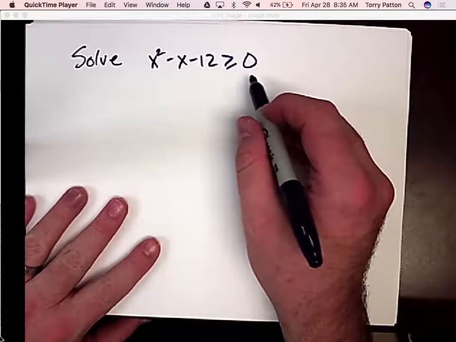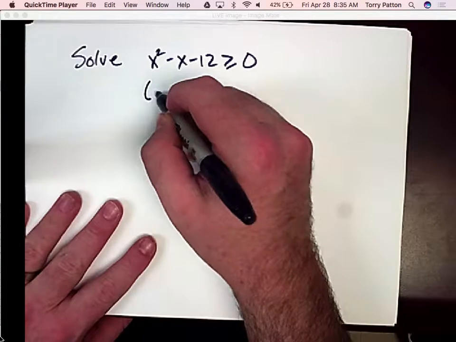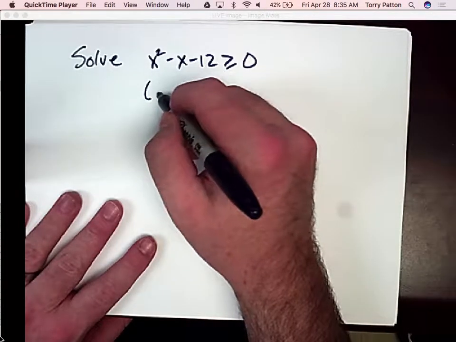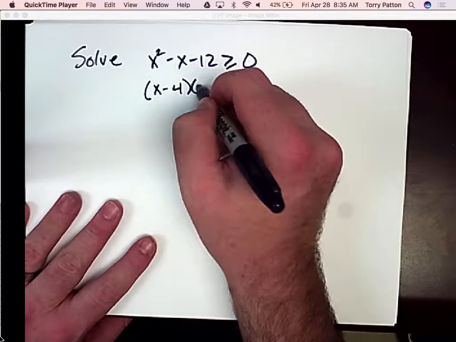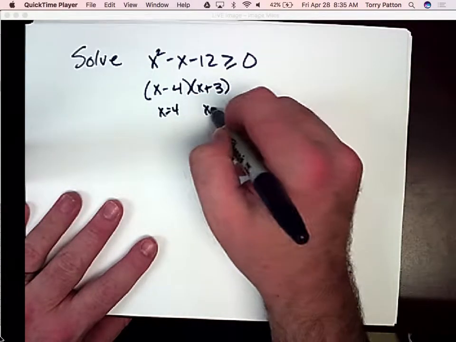It's already equal to 0. So you can either factor or do the quadratic formula. It factors to be x minus 4, x plus 3. So that gives us x equals 4 and x equals negative 3.